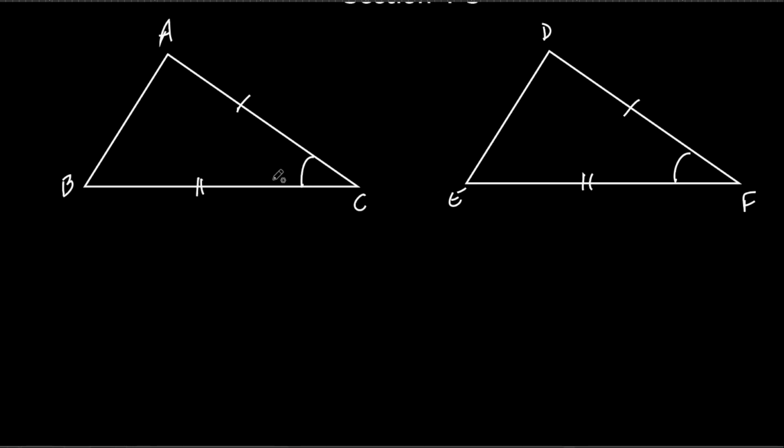The question is, write the triangle congruency statement. Okay? Write the triangle congruency statement. What does that mean? That means I'm going to write a little symbol for triangle. What do I want to call this triangle over here on the left? Just call it ABC. That's easy enough, isn't it?